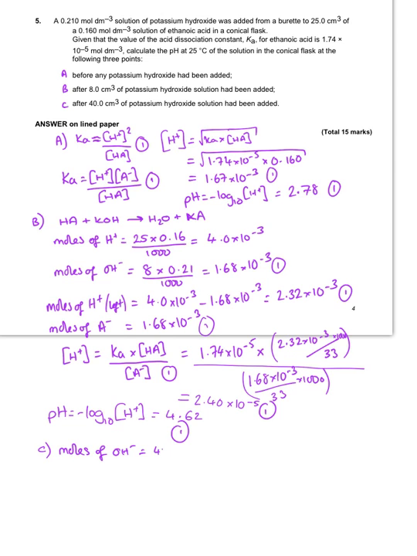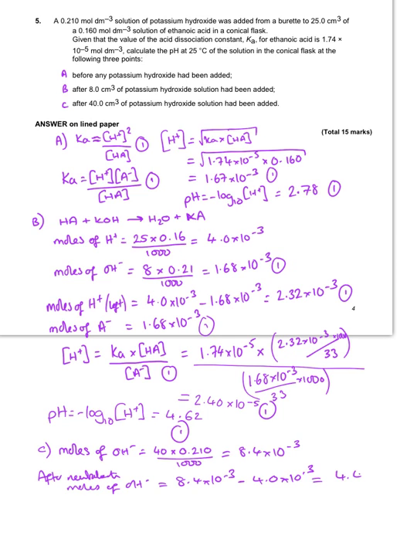So it's 40 times 0.20 divided by 1,000, which is 8.4 times 10 to the minus 3. After neutralisation, the moles of hydroxide ions are going to be what we started with minus the moles of acid. Now we worked out the moles of acid earlier on, so we can use that same value. So that gives us an excess of 4.4 times 10 to the minus 3.